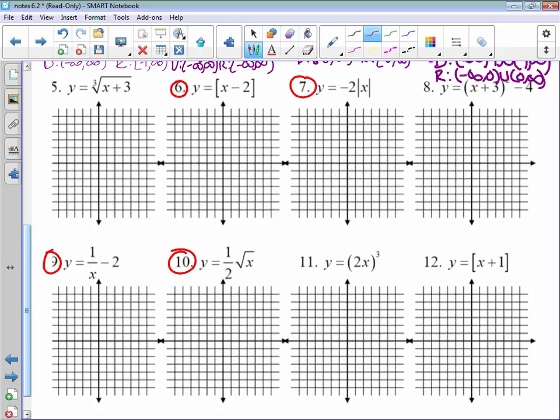We have that horizontal line. So Chris, you're gonna do 6 for me, right? Who's gonna do 7 for me? Who's gonna do 9? Who's gonna do 10? Are you guys gonna do 6?